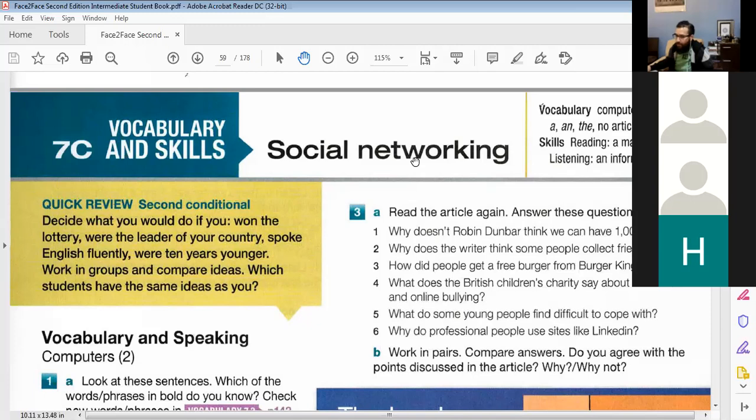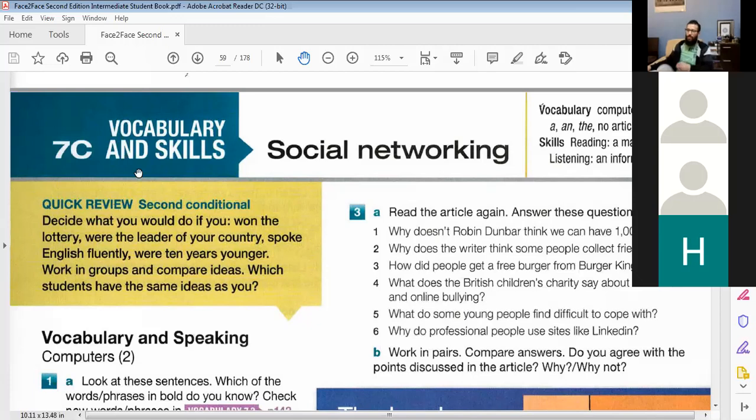When to use them? When should we put a? When shouldn't we put it? When should we put the? When shouldn't we put it? When should we put no article at all? There are certain situations, and we're going to learn them in this lesson.